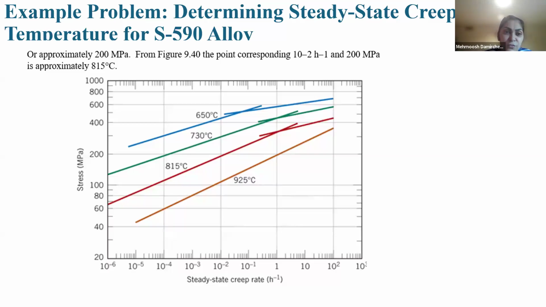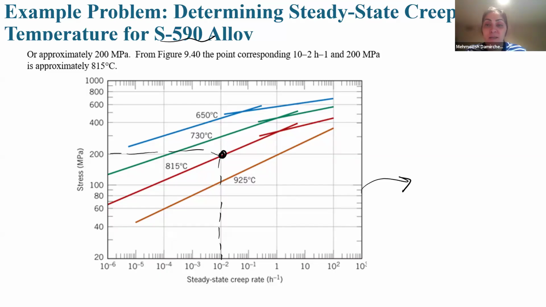Okay, we found sigma, and this chart or graph is only for S590. For a different material, you should use a different graph, yeah? For 204, we approximately consider 200, and epsilon dot was 10 to the minus 2. Okay, so the temperature is approximately 815.